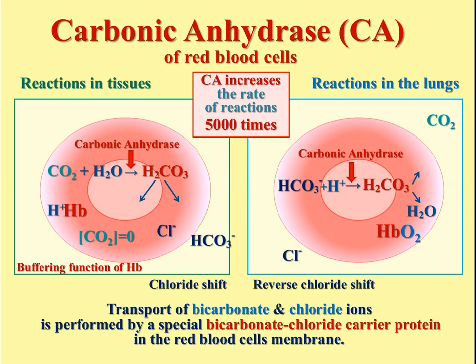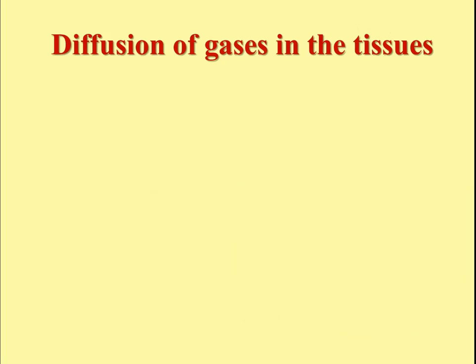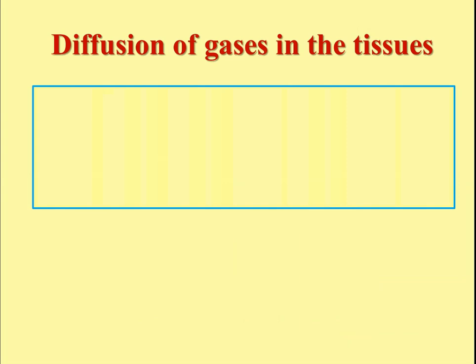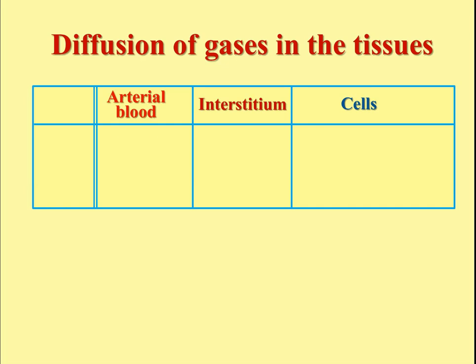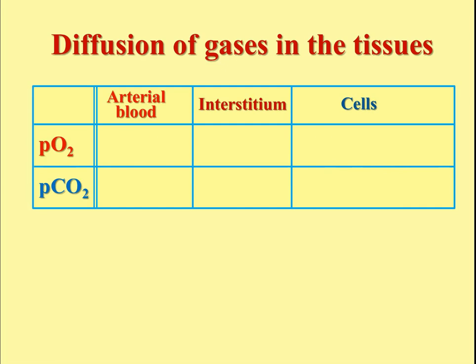Diffusion of gases in the tissues. We consider the processes of how transportation occurs, and in tissues diffusion again occurs down the gradients, so it's enough just to put values of partial pressures for both gases. But diffusion occurs here in two stages. First, from blood, the gases, oxygen in particular, should move into interstitium, and from interstitium it should move into cells. And CO2 should move in the opposite direction.